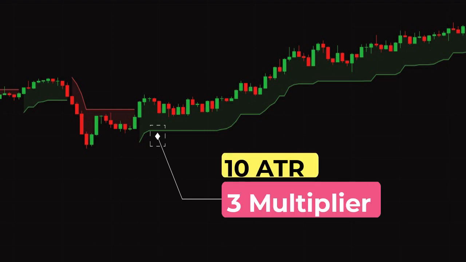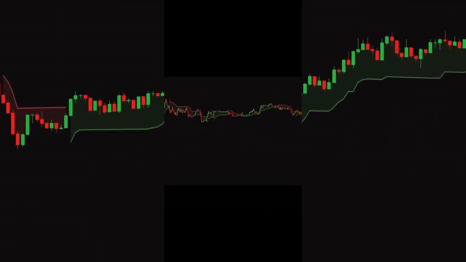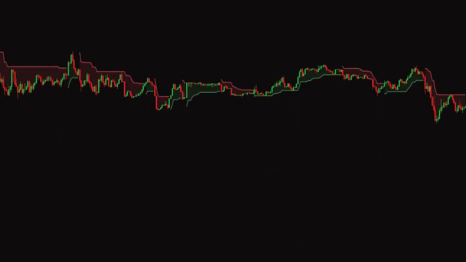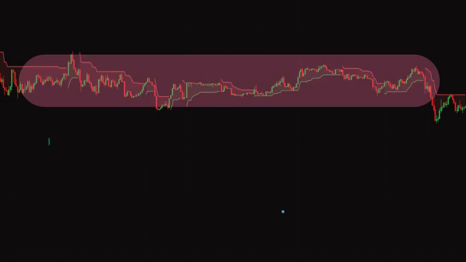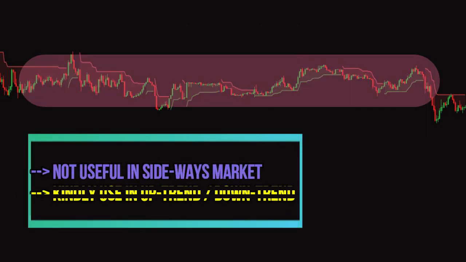ATR plays a crucial role in this indicator since it is used to compute a value, and based on that, the degree of price volatility can be tracked. But do remember, this strategy cannot work very well in a sideways market. It may give you false buying and selling signals, and thus your stop loss may be hit many times, so it is suggested to use this indicator in an uptrend or downtrend only.